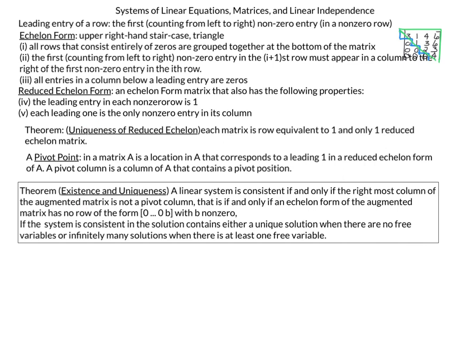There were a couple of theorems that I did want to point out to you. The first one is uniqueness of the reduced echelon matrix: each matrix is row equivalent to one and only one reduced echelon matrix. And second, the existence and uniqueness of solution: a linear system is consistent, or has a solution, if and only if the rightmost column of the augmented matrix is not a pivot column. That is, if and only if an echelon form of the augmented matrix has no row of the form of all zeros except with b in the solution column.